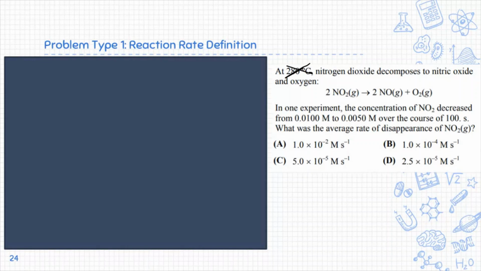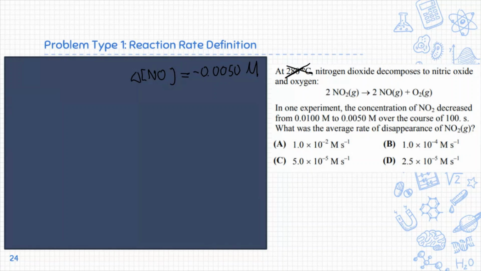Okay, so we already know the delta concentration of NO2 is equal to negative 0.0050 moles over the course of 100 seconds. So what is the average rate of disappearance? Well, we can just use the exact same equation, the consumption equation. But one thing to consider is that, again, reaction rate in kinetics, we only try to work with positive values in terms of the reaction rate.